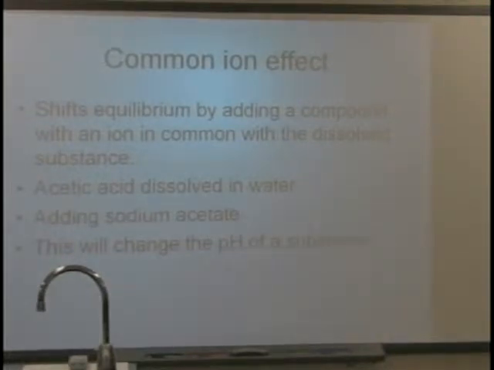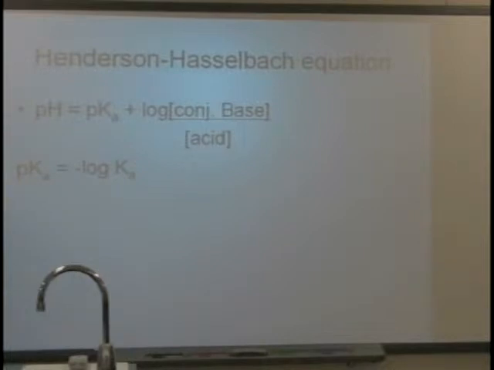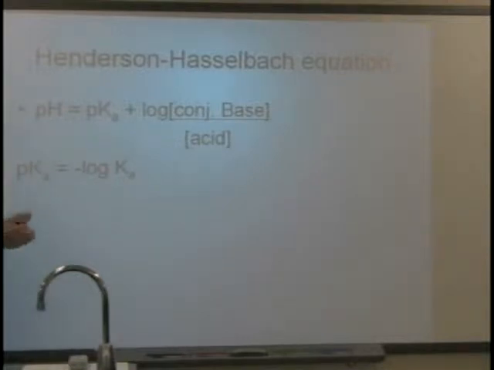The next slide then goes over the calculation to solve for that change in the pH. The Henderson-Hasselbalch equation is pH equals the pKa plus the log of the conjugate base divided by the acid. So pKa is the negative log of Ka. What I'm going to do is just make up a problem for you on the board that goes over this.